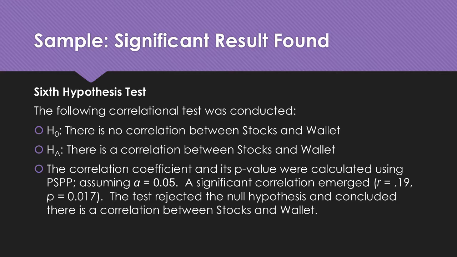In this case, because the p-value is 0.017 and still less than 0.05, this indicates we still have strong evidence from the sample that the null hypothesis can be rejected. Therefore, we will say that there is a correlation between stocks and wallet.